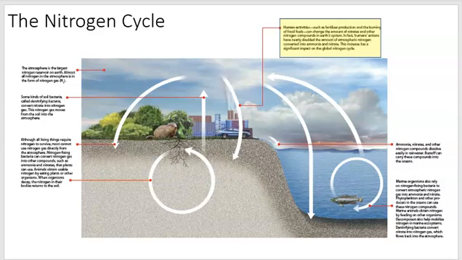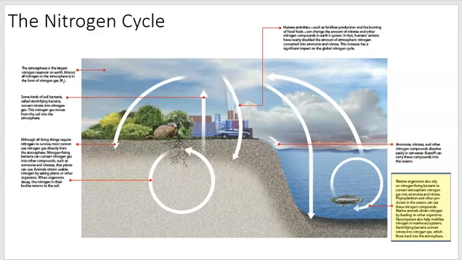In fact, humans' actions have nearly doubled the amount of atmospheric nitrogen converted into ammonia and nitrate. This increase has a significant impact on the global nitrogen cycle. Ammonia, nitrates, and other nitrogen compounds dissolve easily in rainwater. Runoff can carry these compounds into the ocean. Marine organisms also rely on nitrogen-fixing bacteria to convert atmospheric nitrogen gas into ammonia and nitrate.